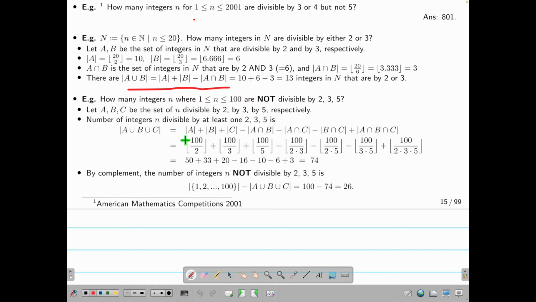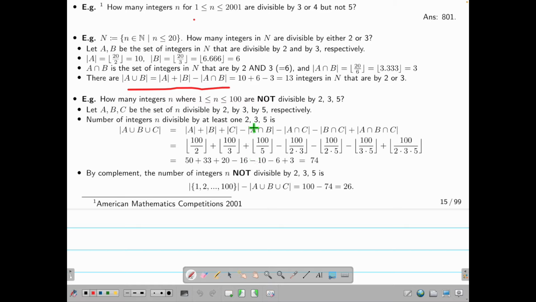Write down the definition. A is all the number divisible by 2. How many of them? 50. All the even number, right? So 50. What about B? All the number divisible by 3. So 100 divided by 3, floor function, 33. Same for C.